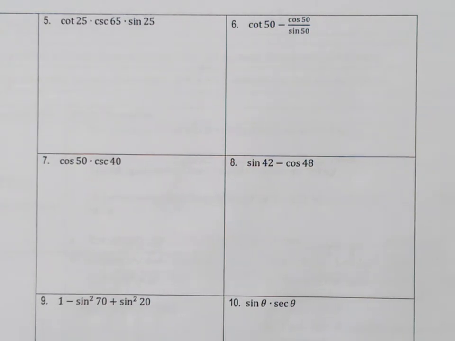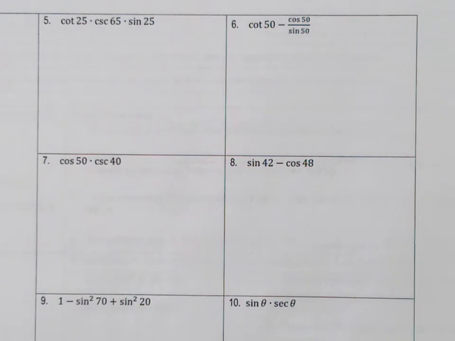Okay, so cotangent 25, cosecant 65, and sine of 25. So first, I recognize that they are not the same angle measure. So what I want you guys to do is pause me here. I want you guys to try this one on your own, see how much of it you can do, and then come back and check your work. So pause here, come back, check to see how you're doing with the problem.